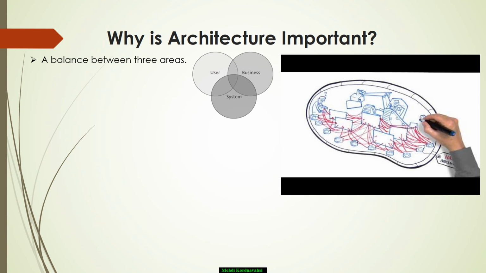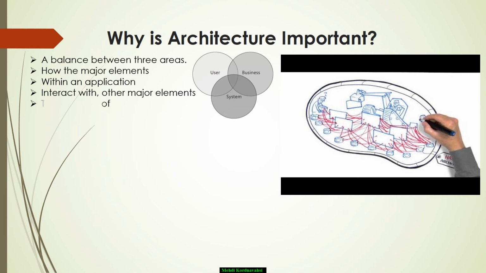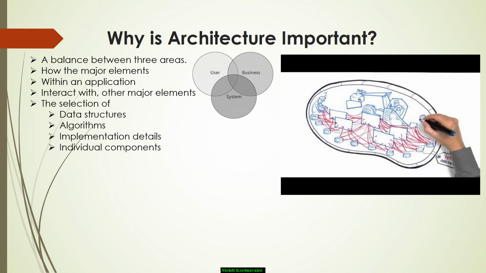Architecture focuses on how the major elements and components within an application are used by or interact with other major elements and components within the application. The selection of data structure and algorithms or the implementation details of individual components are design concerns. Consider the following high-level concerns when thinking about software architecture.